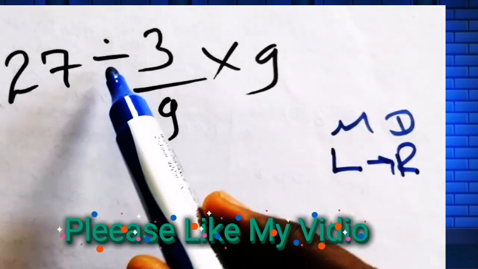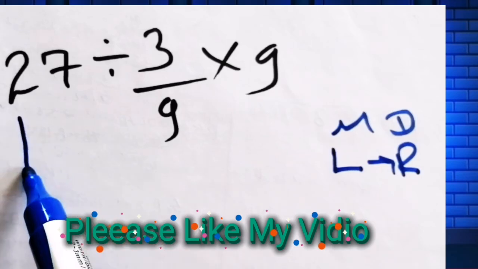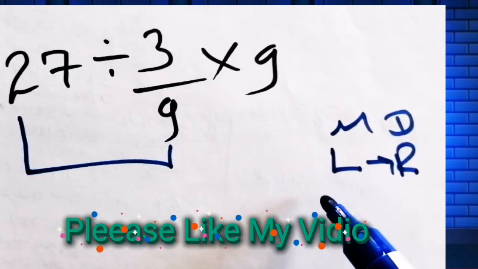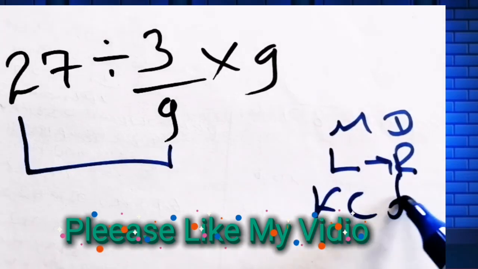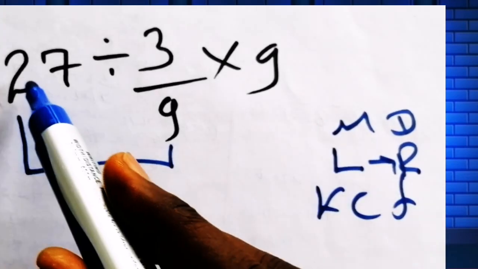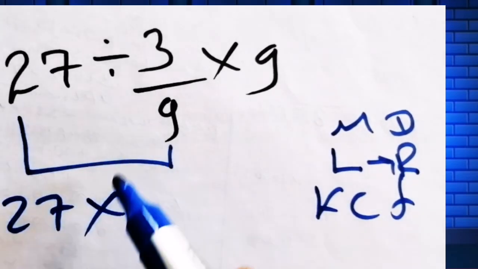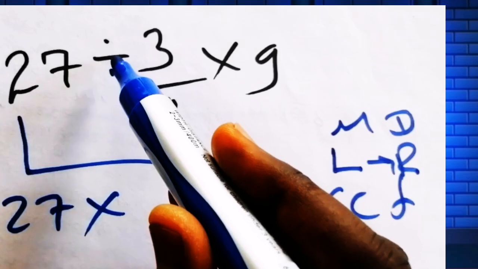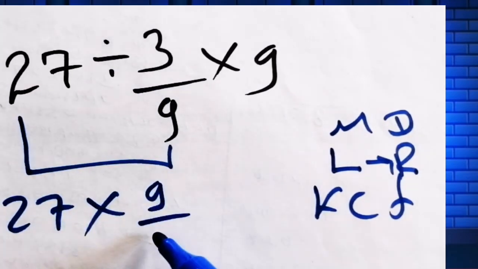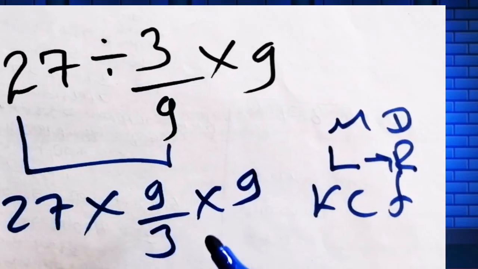Therefore, here is one division and one multiplication. According to this rule, we have to do this division first. According to the KCF rule, K stands for keep, C stands for change, and F stands for flip. Therefore we keep the first number, which is 27, and we change the operation, division, into multiplication and flip the second fraction, 9 over 3. Flip this one, okay, times 9.